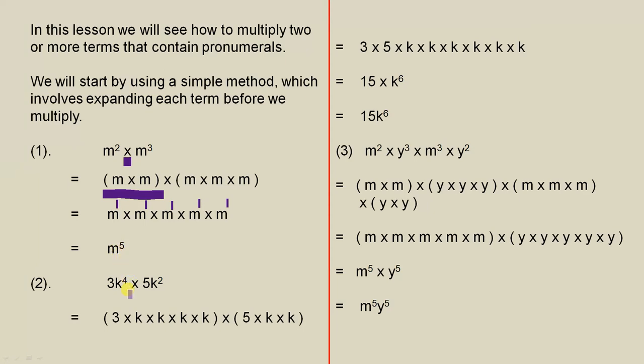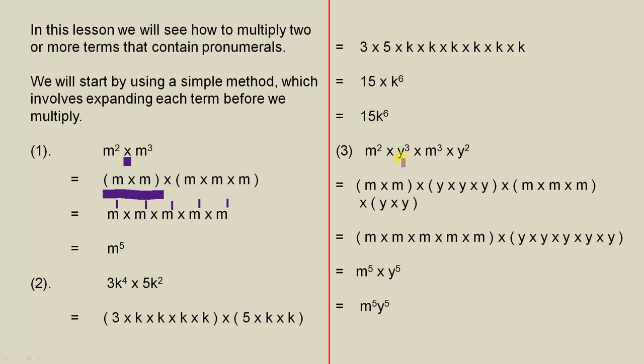For number 2, 3k to the power of 4 can be expanded, and that's what it looks like. Remember, these are multiplication signs. They're not pronumerals. And 5k squared, that's what that is. Now, when we combine those two together, we get 3 times 5. There it is there. And the number of k's are 1, 2, 3, 4, 5, 6. So we have 1, 2, 3, 4, 5, 6 all multiplied together. So that's 15 times k to the power of 6, which is 15k to the power of 6.